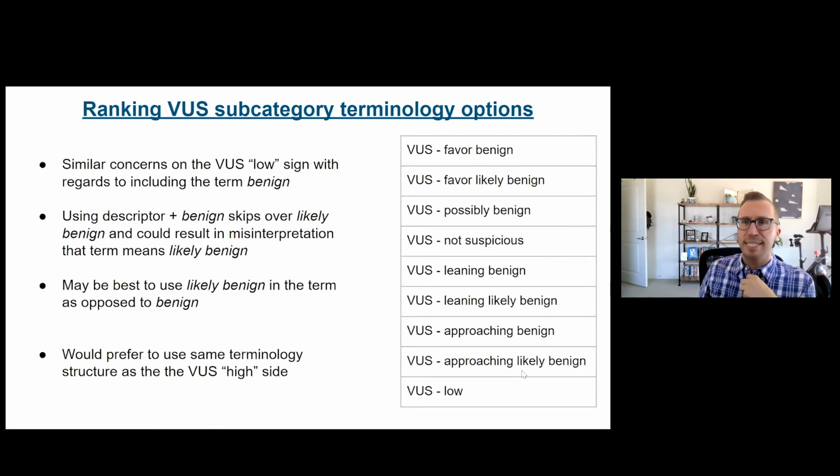All right. And then we had similar issues on the benign side about using the words benign or likely benign, and that just using a descriptor plus benign would skip over the likely benign side. We also thought that the high seems to be the more interesting category, so it would make sense to have that same structure on the low side, using the same verbiage. So if leaning is the right word to use, we then want to use it on the pathogenic side and the benign side. So again, we figured these suspicious and high-low ones may be confusing, and that perhaps using just the likely pathogenic or likely benign term in the VUS subcategory could be the right option to go.